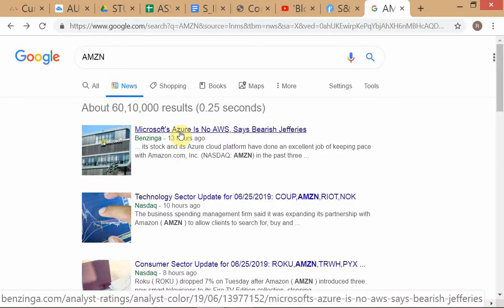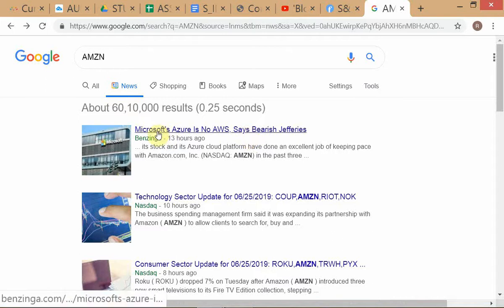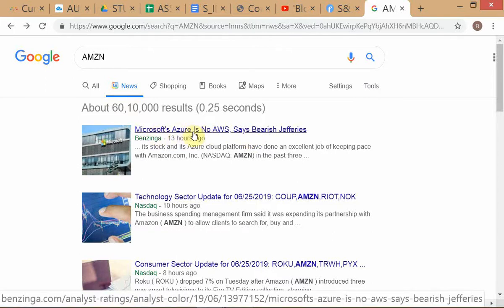The big players in that space: the biggest is AWS. Then another very competitive player is Microsoft, Azure. Satya Nadella used to head the cloud division before he became the CEO. So Microsoft's competing product is the Azure cloud business. And then you have Google as another major player in cloud computing. These are the major players. What Jefferies is saying here is that the Microsoft Azure cloud business is not AWS, which means it's not good enough to take on AWS and beat AWS. This is a news report by a particular investment bank.